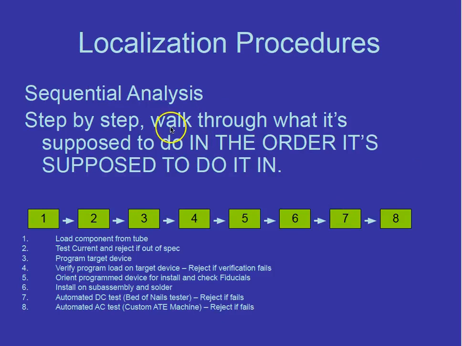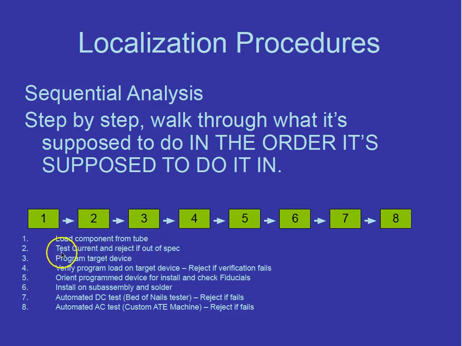Next is localization procedures. So this one is sequential analysis. As it says, step by step, walk through what it's supposed to do in the order it's supposed to do in the circuit. So in your circuit, maybe starting from the power supply and further to the main body of the circuit, and then to the output of the circuit, something like that. So it's a step by step process, 1 2 3 4 till 8 given. So let's see what it says here.